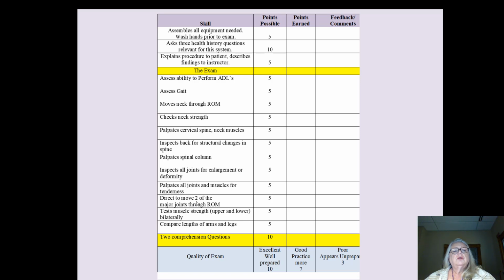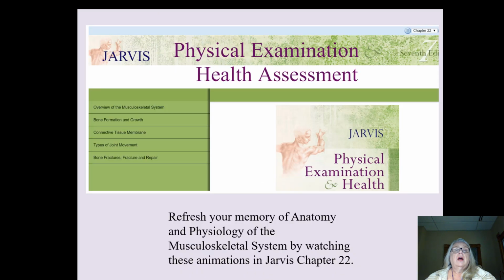You are going to ask the patient to move 2 major joints through ranges of motion, and you're going to name what those ranges of motion are. You're going to test muscle strength, upper and lower. So test the arms and the lower legs. Those are the 2 easiest. And then you're going to compare the length of the arm for the patients and the length of the leg. And then your ISBAR, and you're done.